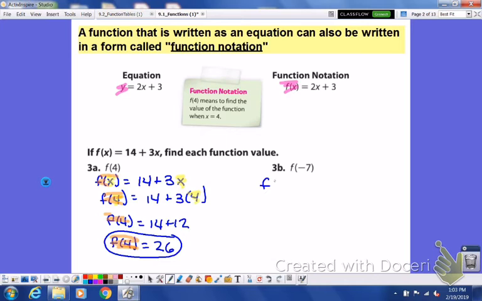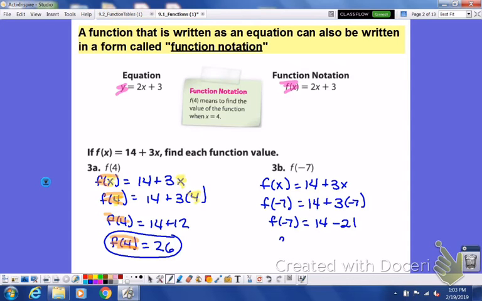Okay, so same idea. F of x equals 14 plus 3x. This time I want to find f of negative 7. So we substitute in a negative 7 for our x. And then simplify down just like before. So 14 minus 21. And f of negative 7 equals negative 7. Now also notice nothing is happening over here. We just bring it down each time. You don't have to solve anything on the left side of your function notation. Okay, so there's some examples solving.